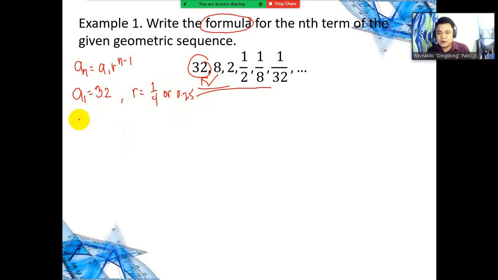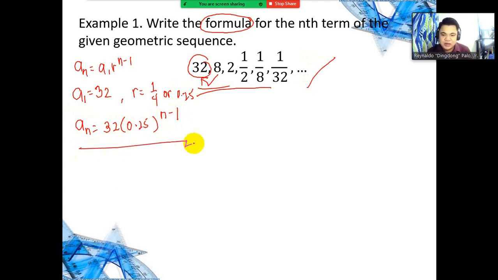Now, we can write the formula. Let's say we're going to use the decimal common ratio. It's now a sub n equals a sub 1, which is 32, times 0.25 raised to the power of n minus 1. So the formula for this sequence is a sub n equals 32 times 0.25 raised to the power of n minus 1. That's how you will write the formula.